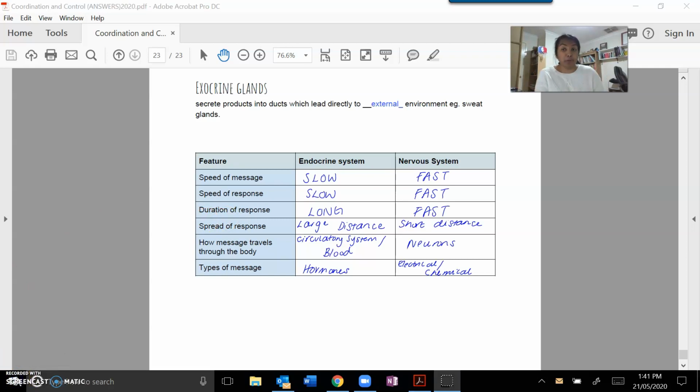Maybe do some research on thermoregulation, what else your body does to control your body temperature. But otherwise, that is it.